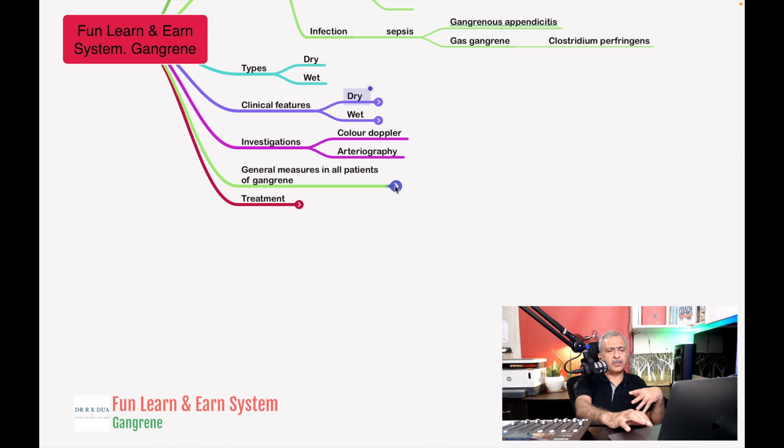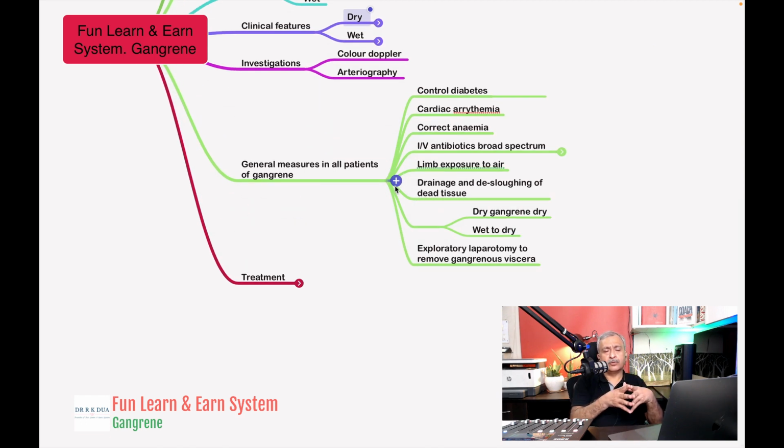So what are the general measures we have to do in case of gangrenous changes? As we know, all these gangrenous changes are mainly because of changes in the blood supply of the tissues. So every measure that we can do to increase the blood supply to that organ we have to do. We have to prevent the spasm, that is, exposure to cold. We may have to give vasodilator drugs, and we may have to prevent the blood sugar going very high.